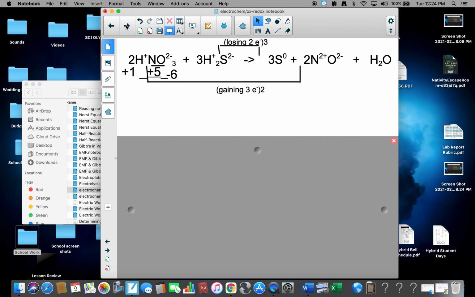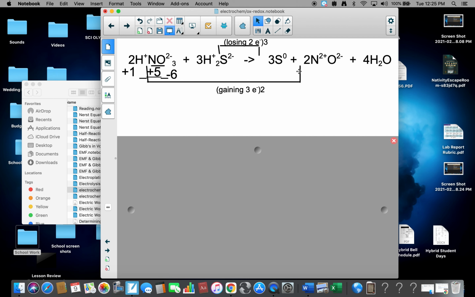We then balance by inspection. I've got no metals. Nitrogens, I have 2 and 2, we're good. Sulfurs, we have 3 and 3, we're good. Hydrogens, I have 2 plus 6, that's 8. I have 2 on this side, so we have to put a 4 over here to balance it up. Now lastly, oxygen: 2 times 3 is 6, and 2 and 4 is 6.